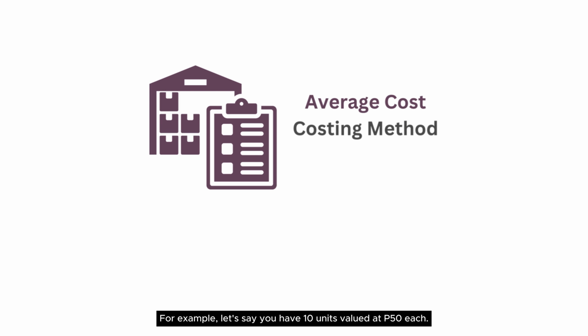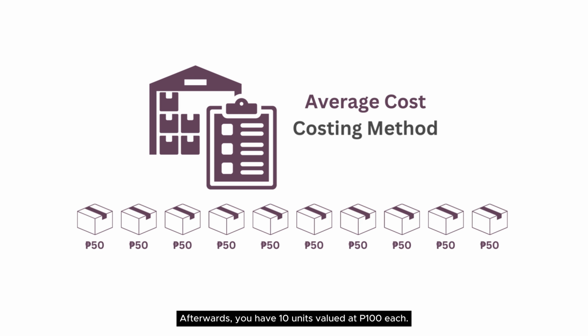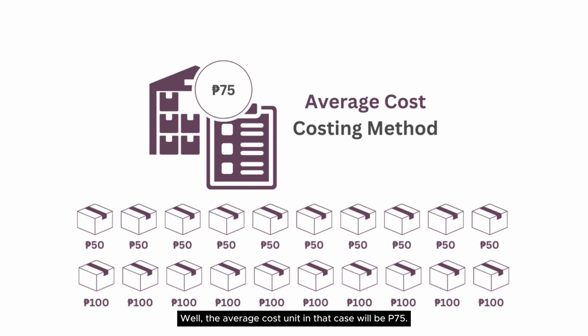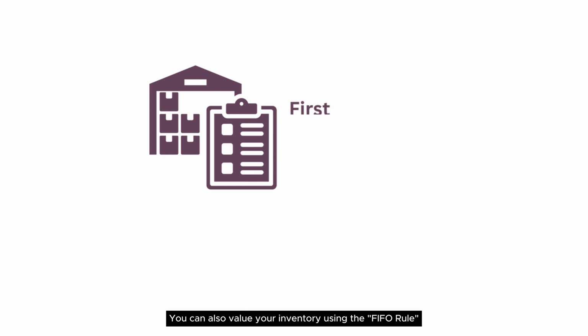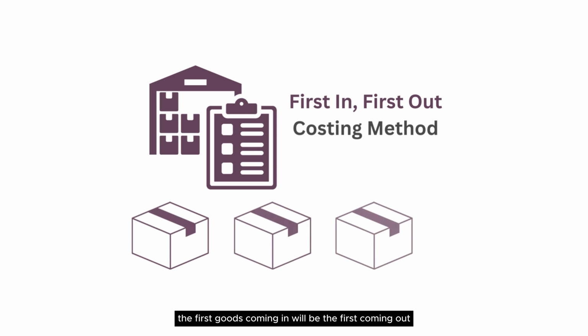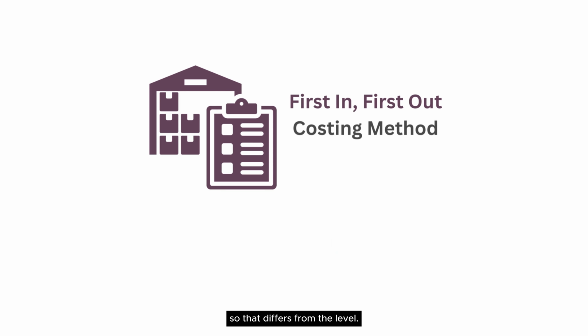For example, let's say you have 10 units valued at 50 pesos each. Afterwards, you have 10 units valued at 100 pesos each. Well, the average unit cost in that case will be 75 pesos. You can also value your inventory using the FIFO rule, or first in, first out. In this case, the first goods coming in will be the first coming out.